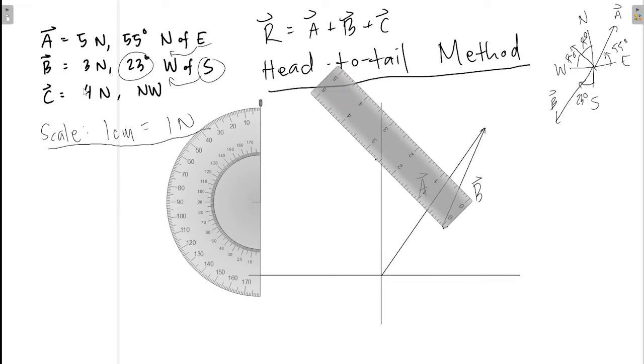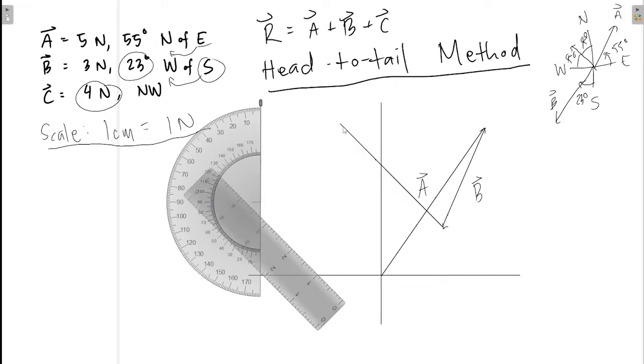Okay, now the magnitude is 4 newtons. Using our scale, that will translate as 4 centimeters. So this is now, let's put arrowheads. This is now vector C. So ano nagawa na natin to? So first, we've drawn A. And then from the head of A, we have drawn B. And from the head of B, we have drawn C.